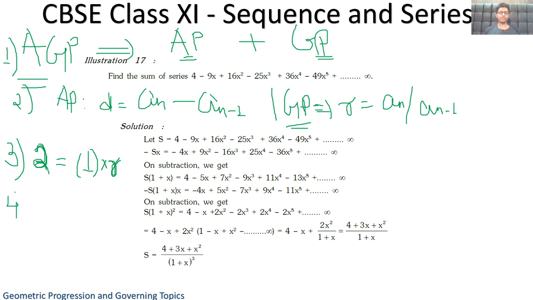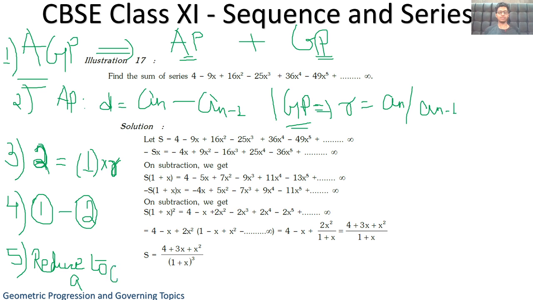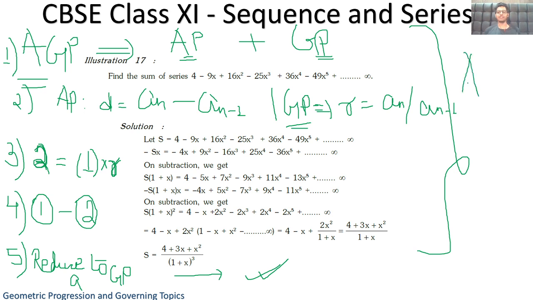The fourth step says you need to subtract the second equation from the first equation, and the fifth step says you need to reduce the entire sequence to a GP, and then finally solve it. That's the entire step-by-step process which you need to follow to solve the summation of an AGP.